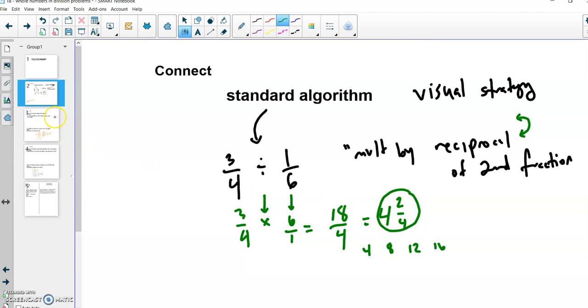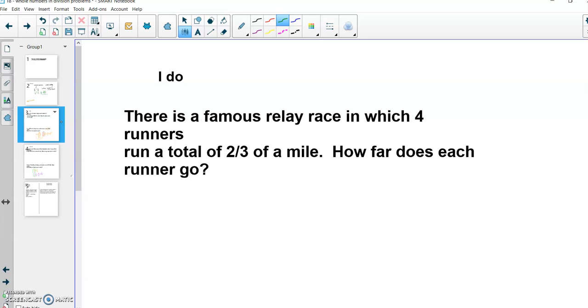So today I want to talk about what to do in the event that there's a whole number in the problem. So this one says there's a famous relay race in which 4 runners run a total of 2/3 of a mile in that race. How far does each runner go? So they run a total of 2/3 of a mile, but it's divided by 4 runners. So the problem we want to solve here is 2/3 of a mile divided by 4 runners.